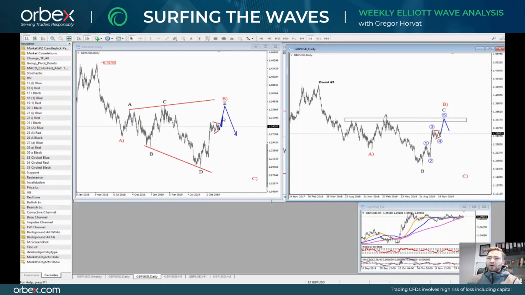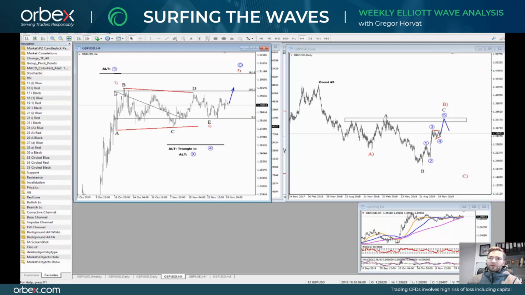I'm expecting a move to the upside out of this consolidation. Okay, I see a very nice triangle actually on the 4-hour chart. So here you can label wave A, B, C, D and E. This is called a running triangle.